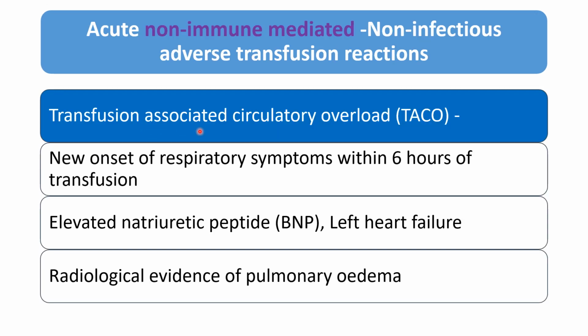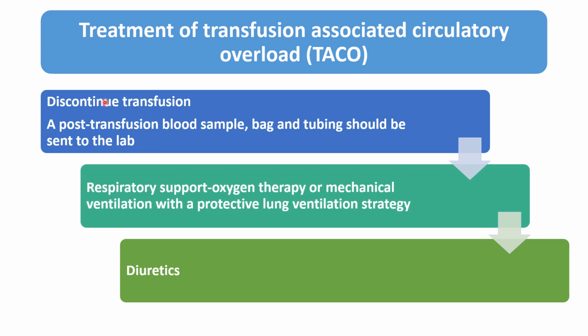The patient can develop transfusion-associated circulatory overload. So there will be new onset of respiratory symptoms within 6 hours, elevated natriuretic peptide and signs of left heart failure, and radiological evidence of pulmonary edema. We should do the same things as previously. Keep the patient on respiratory support, oxygen therapy or mechanical ventilation with protective lung ventilation strategies. Diuretics are effective whenever there are signs of circulatory overload, so furosemide should be given.